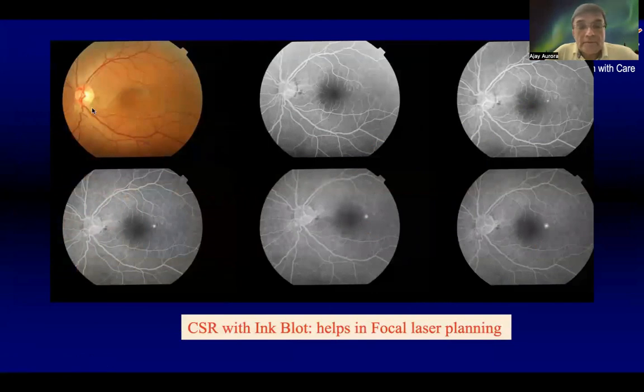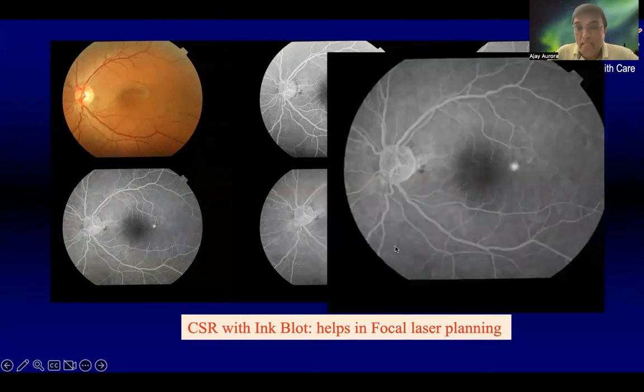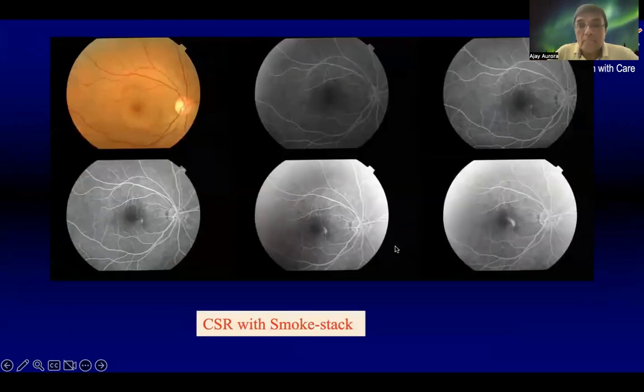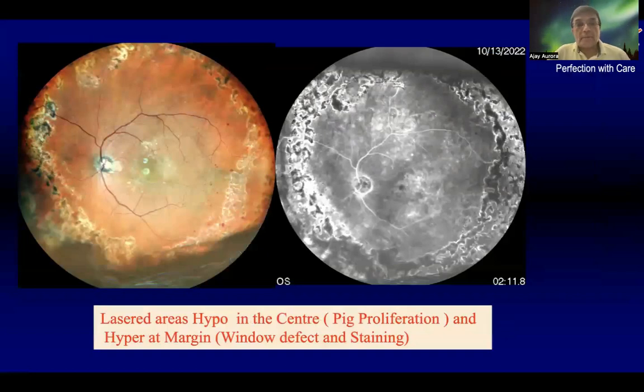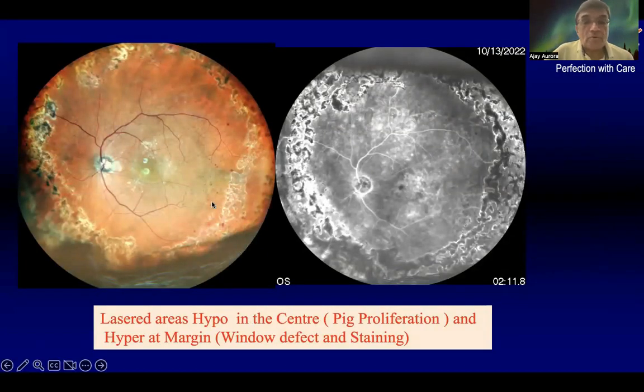This is the case of a CSR with ink blot sign leakage, which gradually improves over a period of time. Again, ink blot. And this is the case of a CSR with a smokestack appearance. Again, a smokestack appearance.